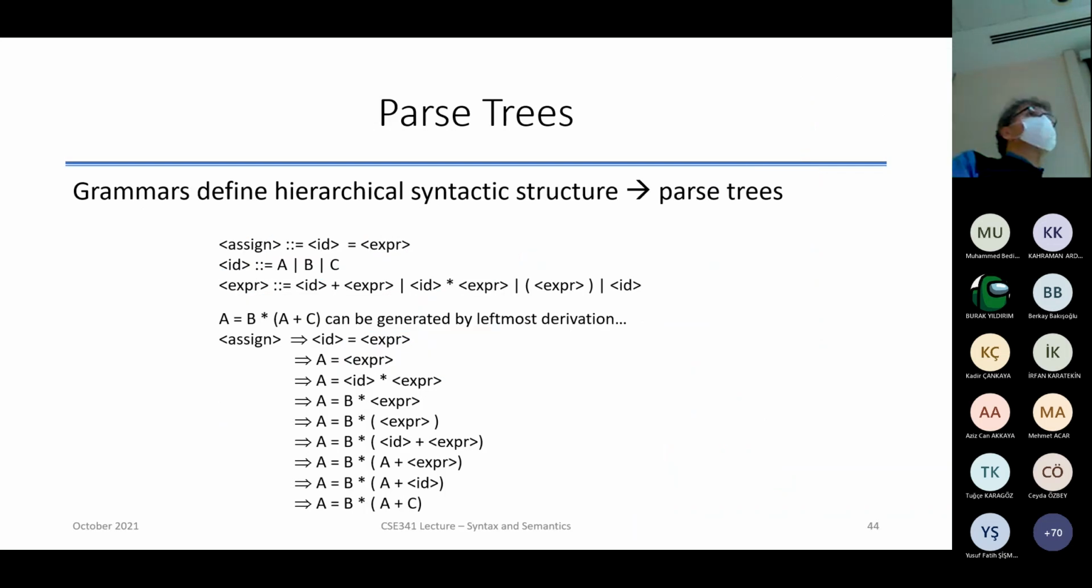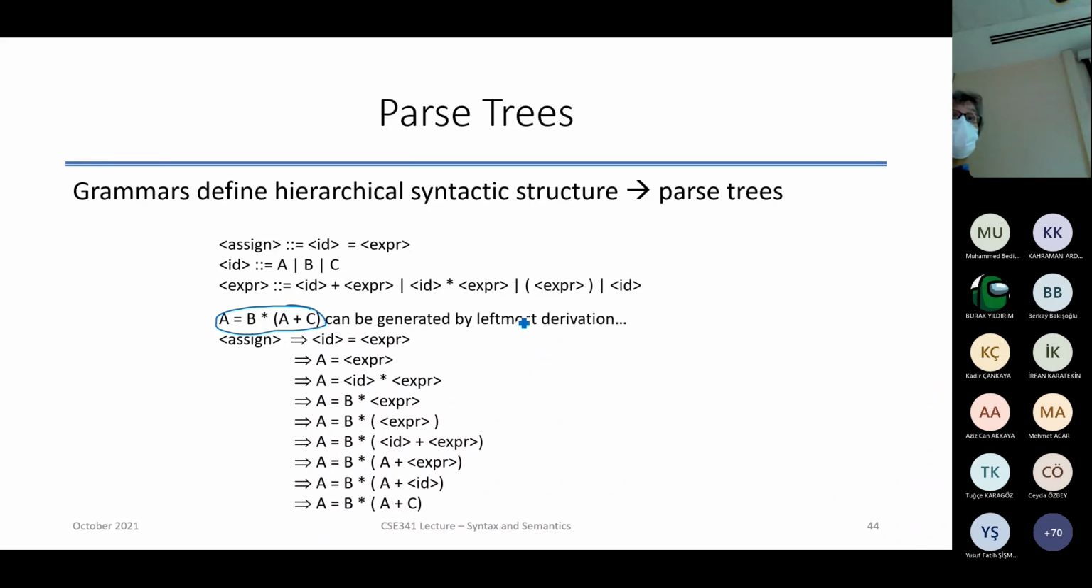This is another one. This is just a simple assignment statement, let's say in a C-like language or syntax. You have an ID, you have an expression. ID is ABC, and the expression is ID plus expression, ID times expression, expression within parentheses, and ID. All right, and you can see now, I can generate, with this one, this guy here.